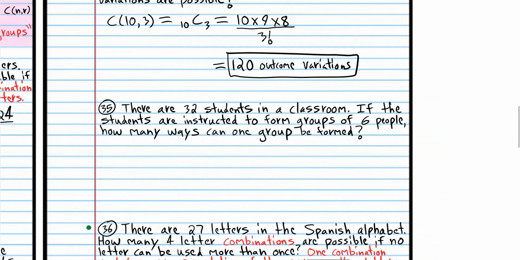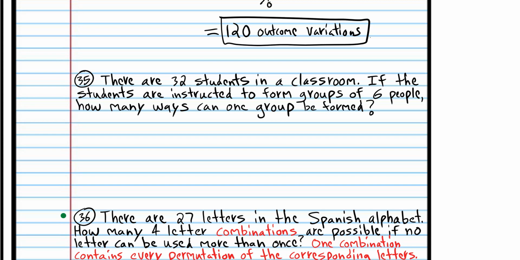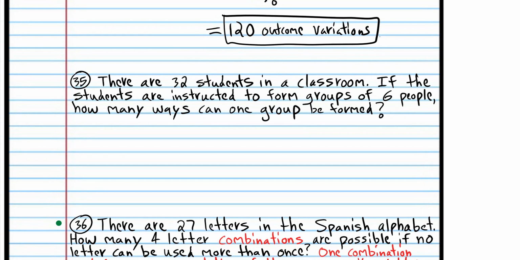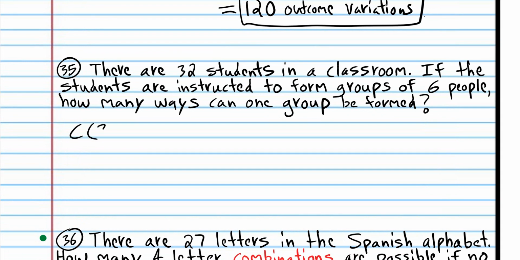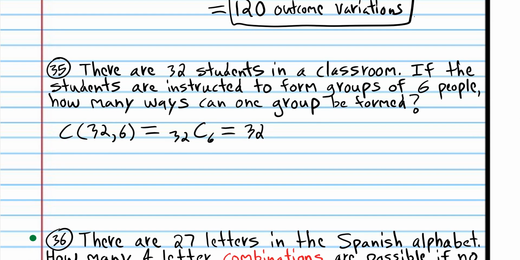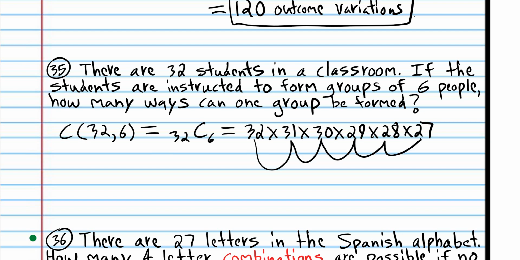Okay, so let's try one more of these. There are 32 students in a classroom. If the students are instructed to form groups of 6 people, how many ways can one group be formed? So this is C32, 6, or 32C6. We have 32 different options for the first person that we're going to choose, then 31, then 30, then 29, then 28, then 27. So 1, 2, 3, 4, 5, 6.